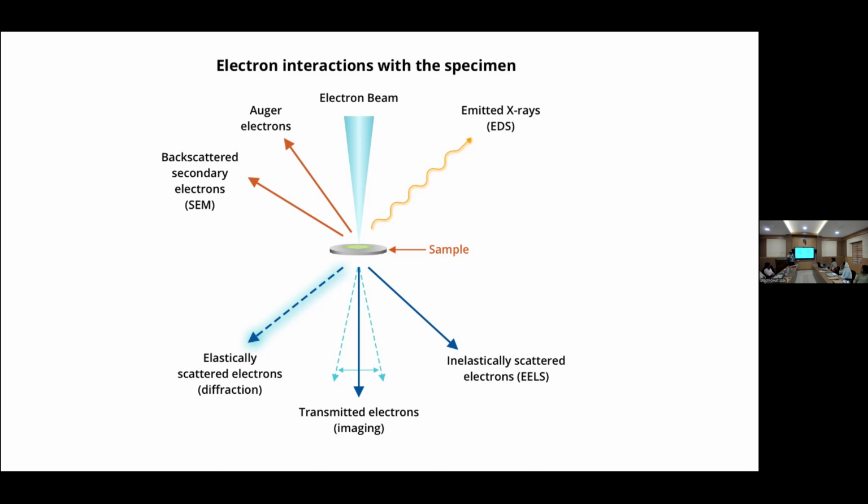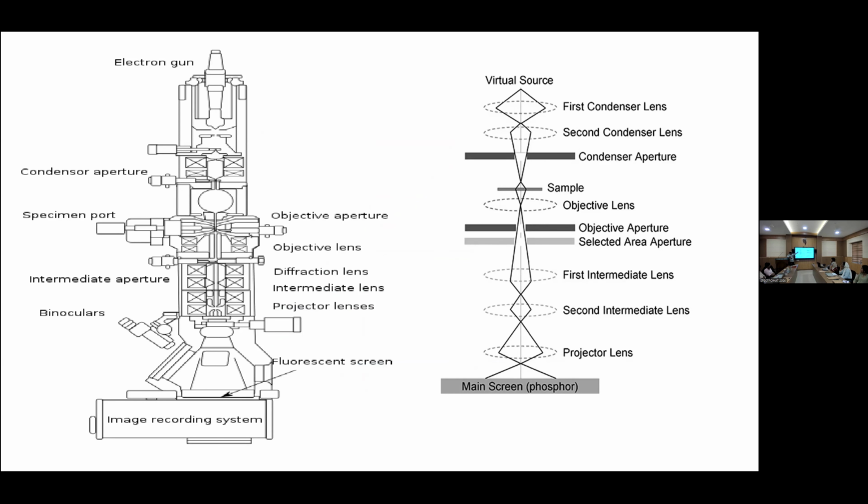Then this is the construction of a transmission electron microscope. Here this is the gun region, then this is the condenser region. Here is the sample region. Here is the objective lens region, and then there are a lot of other lenses like the intermediate lens, projector lens, and so on. There is a set of lenses.